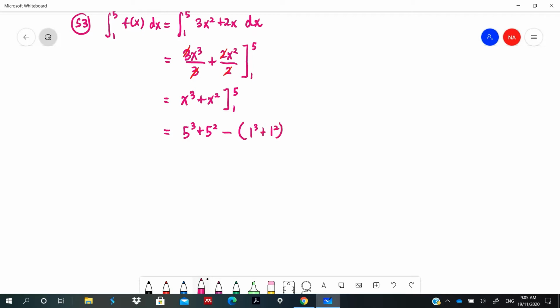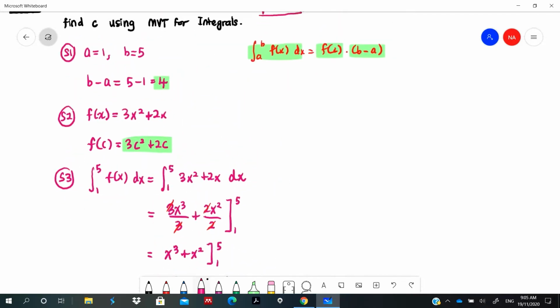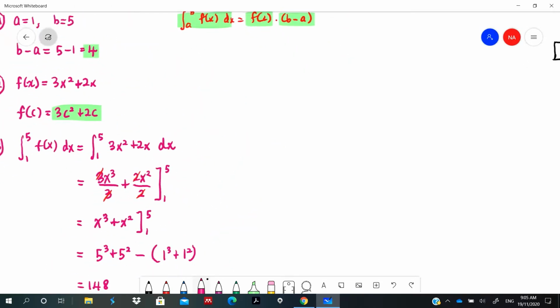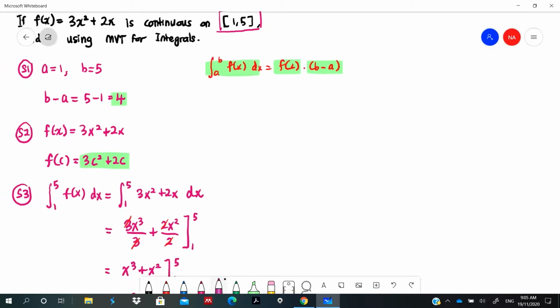So using your calculator, you can actually calculate this: 5 cubed plus 5 squared minus 2. You'll get 148 as the number. So having all these, now we are going to find the value of c using the mean value theorem for integrals. So step number 4 is to use this formula.